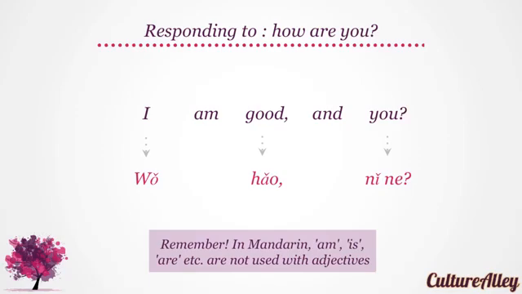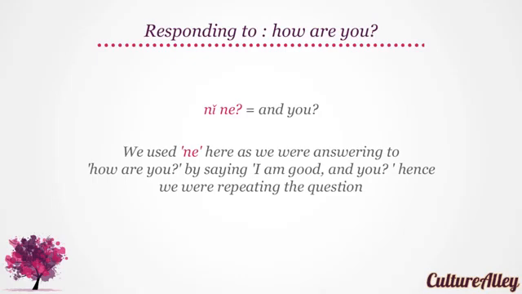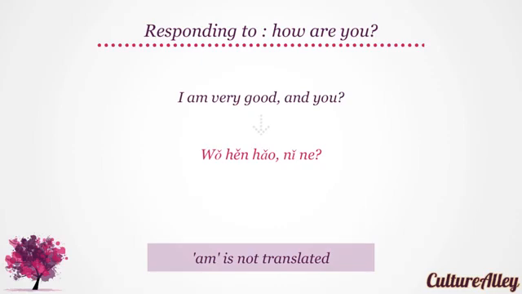Since we already know the translation of I am good, we can conclude that Nina supplies the meaning to and you. Let's look at it one more time. Nina translates to and you. The reason we use ne here is that we are answering the question, how are you? By saying I am good, and you? And you here marks the repetitive nature of the question. Thus, I am very good, and you?